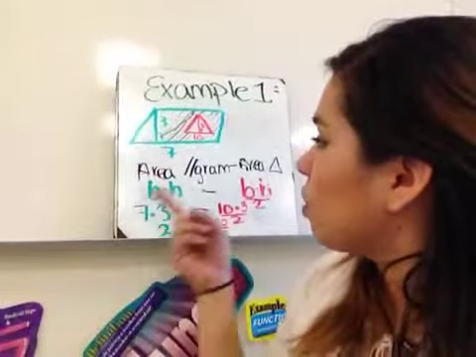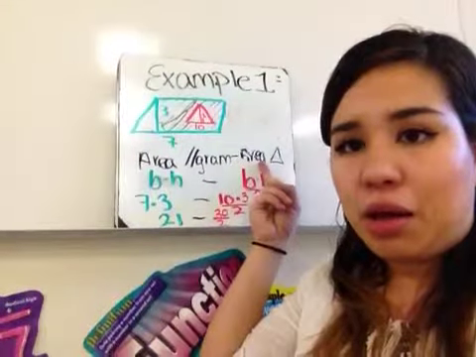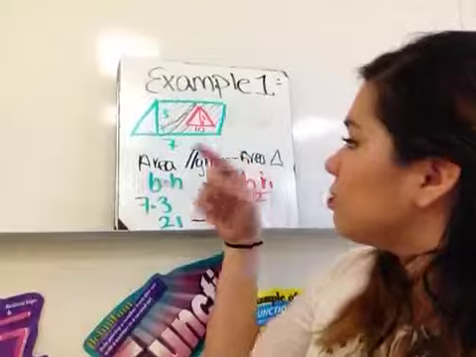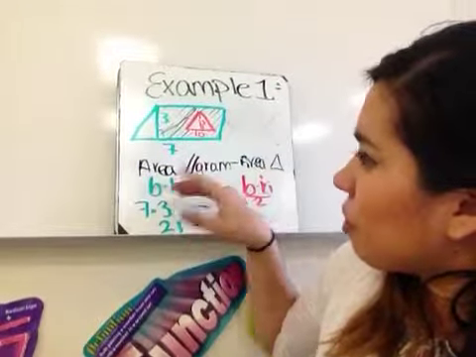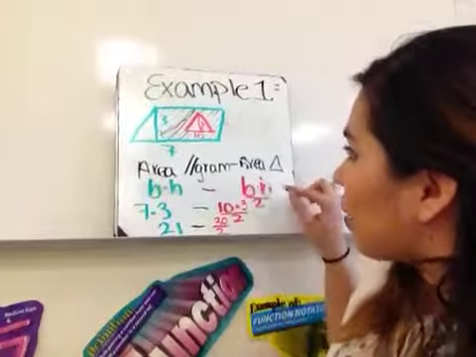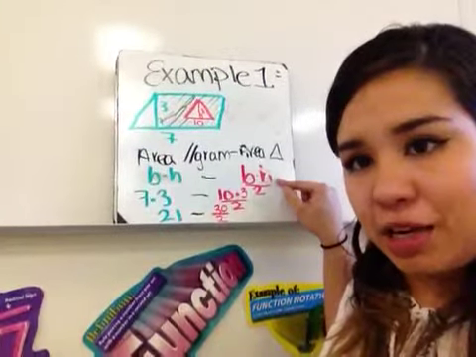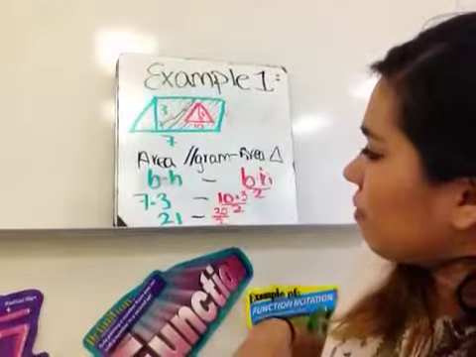To find that, we would be doing the area of the parallelogram and taking away the area of the triangle. So I need to remember my formulas. Area of a parallelogram is base times height. Area of a triangle is base times height divided by 2. So then I just plug everything in.